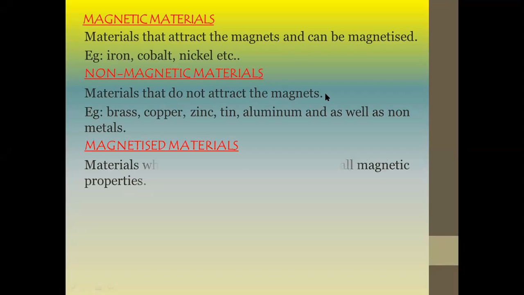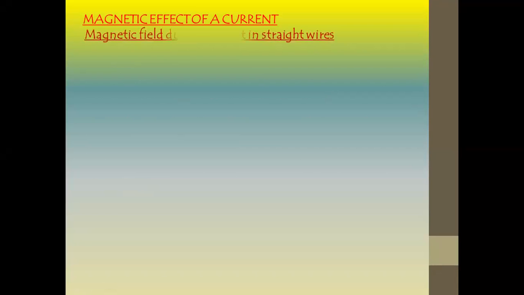In the last session, we learned about magnets, magnetic materials, magnetized materials, and some basic properties of a magnet. Today, we are going to learn about the magnetic effect of current. Magnets are not the only things which produce a magnetic field; sometimes current produces a magnetic effect as well. So, today we are going to learn about this.